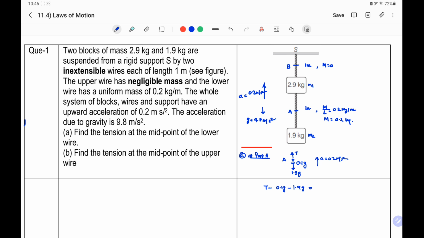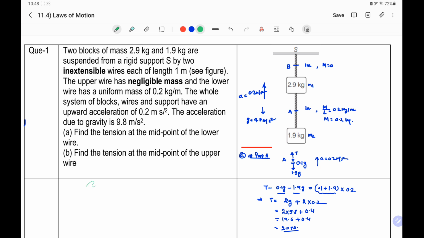So this is the net force, and it will cause the acceleration in the system, and the system has a mass of 0.1 of the wire and 1.9 of the body, into acceleration of 0.2 meter per second square. So tension will be equal to 0.1 and 1.9, it will be 2g, plus 2 into 0.2. Substituting the value of g, it will be 2 into 9.8 plus 0.4, that is 19.6 plus 0.4, that is equal to 20 Newton.